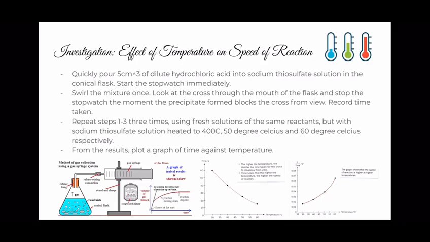In our previous investigation, the speed of reaction is higher when the time taken for the cross to disappear from view is shorter. This means that the speed of reaction is inversely proportional to the time taken for the cross to disappear from view. Thus, we can plot values of 1 over time against temperature. It is the same as plotting the speed of reaction against temperature. The graph shows that the speed of reaction is higher at higher temperatures.